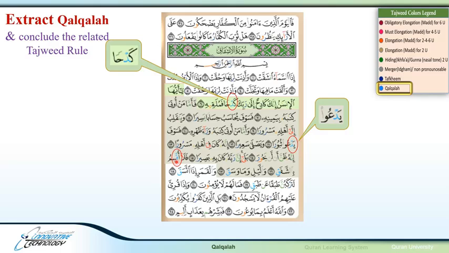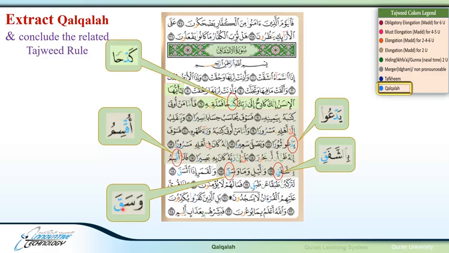Next is uqsim. Middle of the word, middle of the verse, has a sukun, little qalqalah, uqsim. Bish-shafaq. End of the word, end of the verse, without shadda, intermediate qalqalah. Wasaq, same, end of a word, end of a verse, no shadda, so basically intermediate qalqalah. Wasaq. Kadha. Yad'u. Uqsim. Bish-shafaq. Ma wasaq.